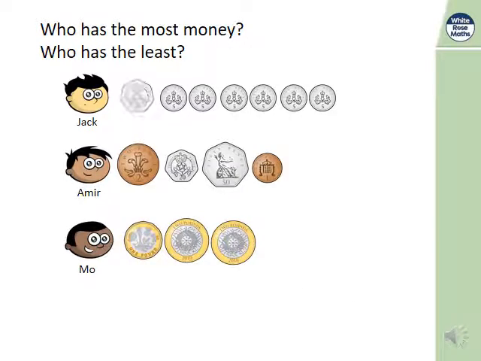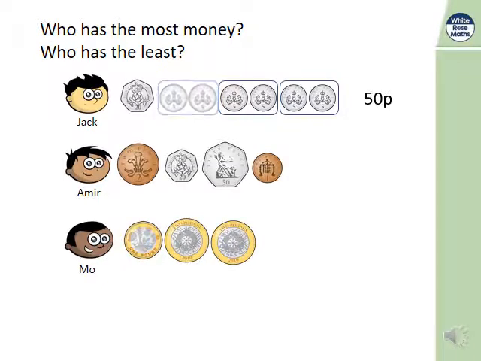Jack has got a 20 pence piece, and then he's got 1, 2, 3, 4, 5, 6 5p coins. And we can do 6 times 5, which equals 30. So he's got 30p and 20p, which would make 50 pence. We could have grouped our 5p's into 2 sets of 5 to make the multiples of 10, and we could have added it that way.